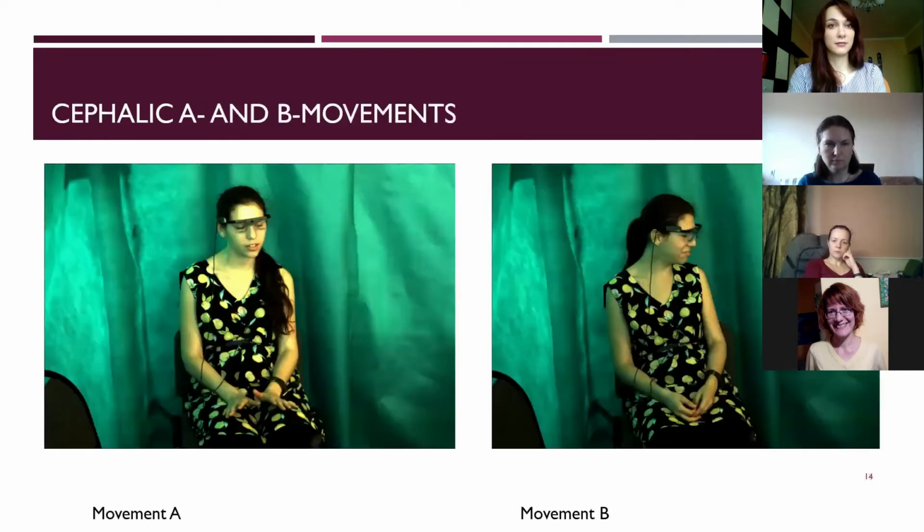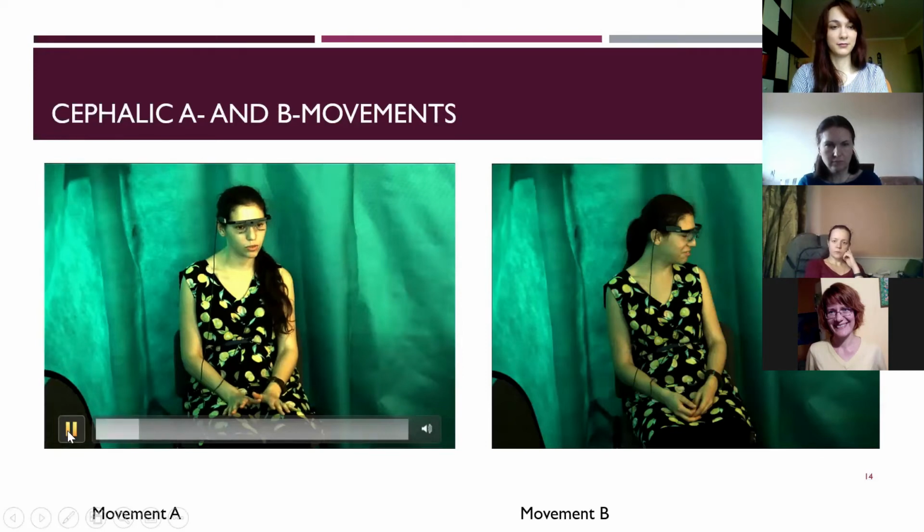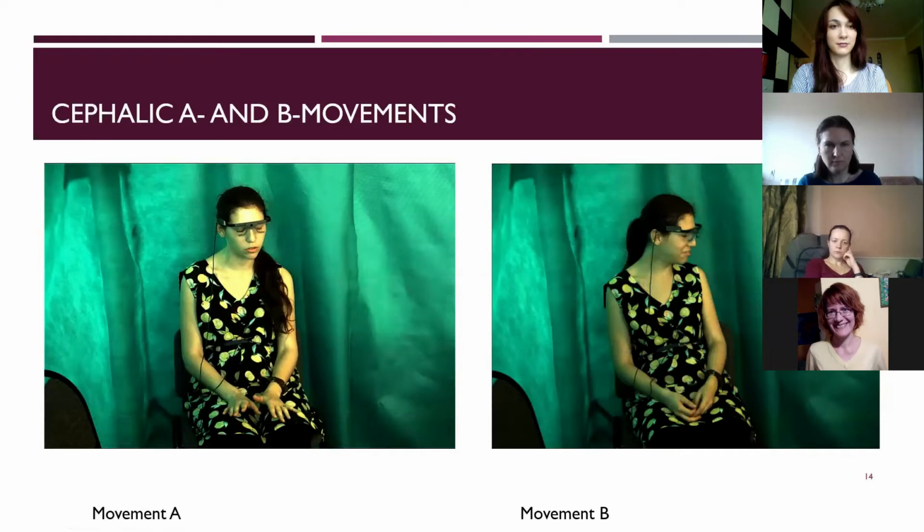So the next slide, please. Here you can see the examples of cephalic movements A and movements B. Movement A and movement B, when the head does not act solely, but under the influence of some other kinetic channels.